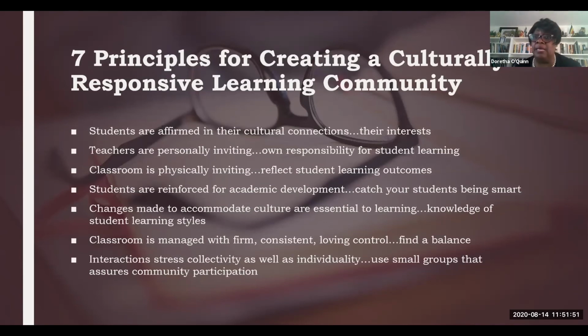And honestly, I would prefer that than to destroy the desire of learning in our students. Teachers are personally inviting. You are the first book they read. The classroom is physically inviting.